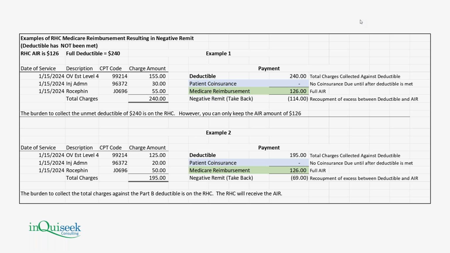And so we're going to have a $69 negative amount that we're paying, that difference between the deductible we collected and our all-inclusive rate. So these are situations where the deductible has not been met. The long and short of it is we have to be the debt collector for the deductible, but we're not allowed to keep the difference between those total charges, the deductible, and our all-inclusive rate. We do have some extra examples in another document that explains this.